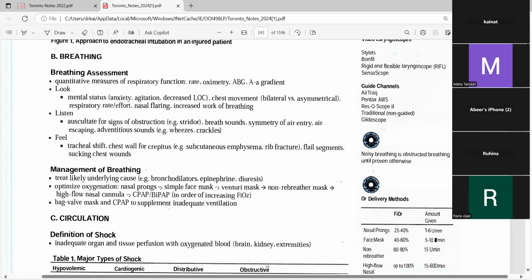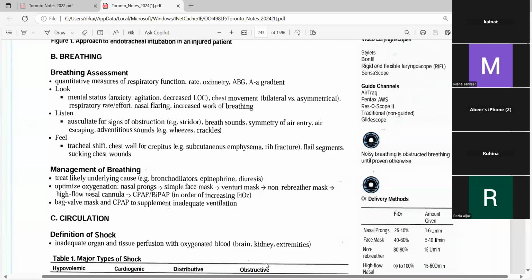Then look at mental status, like checking for anxiety, agitation, decreased level of consciousness, check movement, bilateral and asymmetrical, then respiratory rate, effort, nasal flaring, and increased work of breathing. Here they can ask you, how are you going to assess the patient? Before feeling or touching the patient, you have to assess the patient by looking. So in the looking, what are you going to look for? In MCQs, they can ask you, if a patient comes in with trauma, how are you going to see this patient, or how are you going to assess this patient?